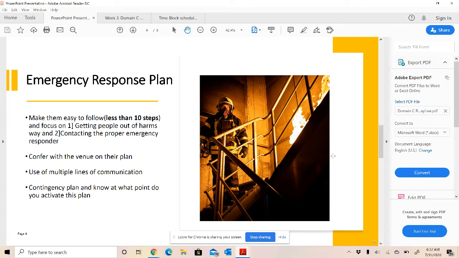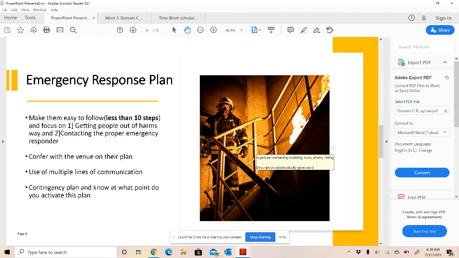So now we have our emergency response plan. And remember what step this was in? Do you remember? Yes, step 4. So the emergency response plan is in step 4 of the 4 steps of risk management. Your emergency response plan should be easy to follow, less than 10 steps. And again, you want to make sure that all of this is done before the emergency happens. The worst time to prepare for an emergency is in the emergency. So you want to have it prepared ahead of time and less than 10 steps to make it easy for people to follow.